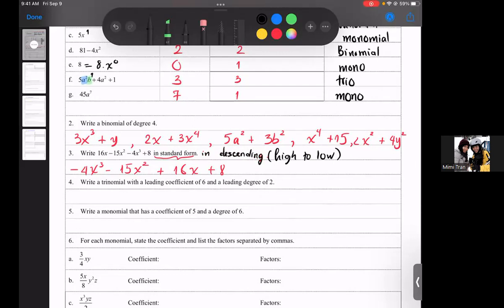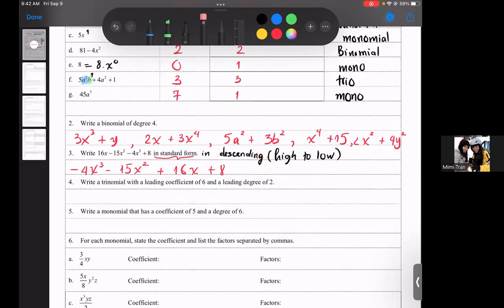Write a trinomial with a leading coefficient of 6 and leading degree of 2. What does coefficient mean? Yeah, the number in front of the letter, right? So, don't write this down, if I say 6xy, then the coefficient will be 6, right? If I say 15x plus 2, then the coefficient will be 15, right? So it's just the number in front of the letter.